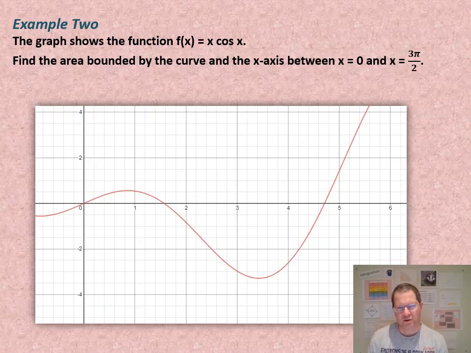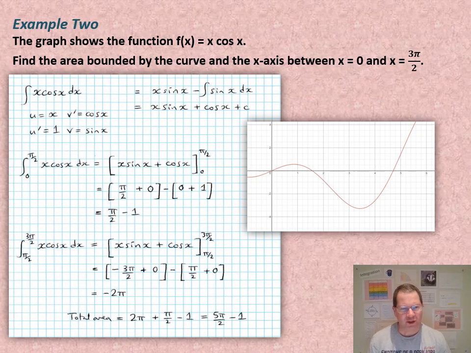For example 2, our function is x cos x. So again, we're going to be using integration by parts. We've been asked to find the area bounded by the curve and the x-axis between x equals 0 and x equals 3 pi over 2. Well, 0 gives us 0 for the function. Pi over 2 gives us 0 because cos of pi over 2 is 0 and cos of 3 pi over 2 is also 0. So we're actually looking at the positive area just after the y-axis as well as the negative area between pi over 2 and 3 pi over 2. So we're going to have to integrate those and then substitute numbers in separately, so that we don't get any cancelling out between the negative bit and the positive bit.